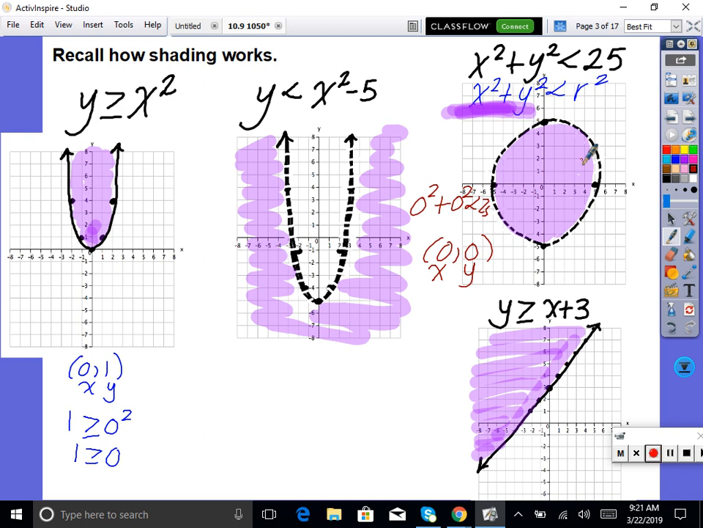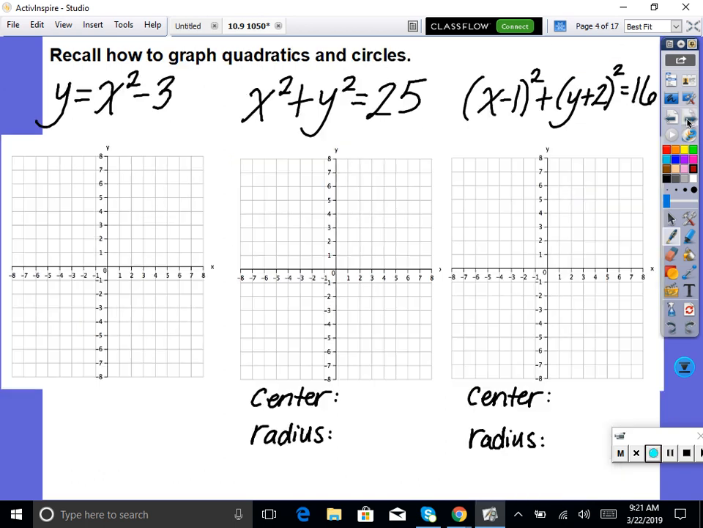Make sense? Okay. So if you ever question it, plug in a point, see if you've shaded in the correct region. All right, let's review how to graph these things, guys. With quadratics, we all know how to graph a quadratic. First of all, I'm not going to make it any more complicated than it needs to be. Make an XY chart, plug in points. Plot the points, make it a perfect quadratic that will fit the graph perfectly. Pretty easy. I don't need to go over that, do I?